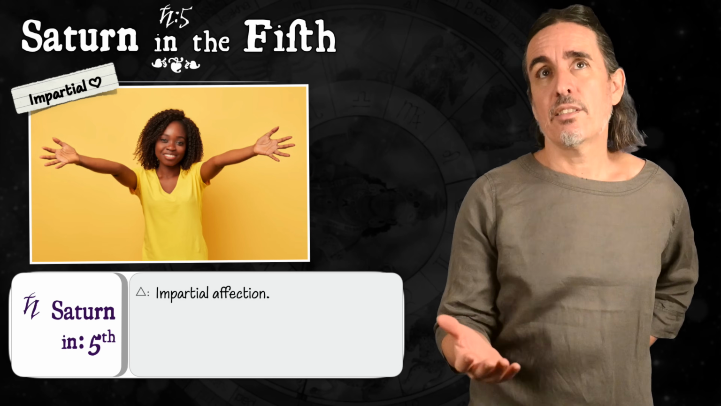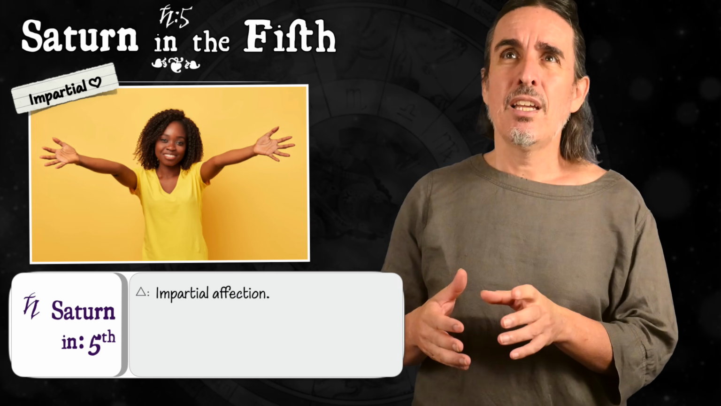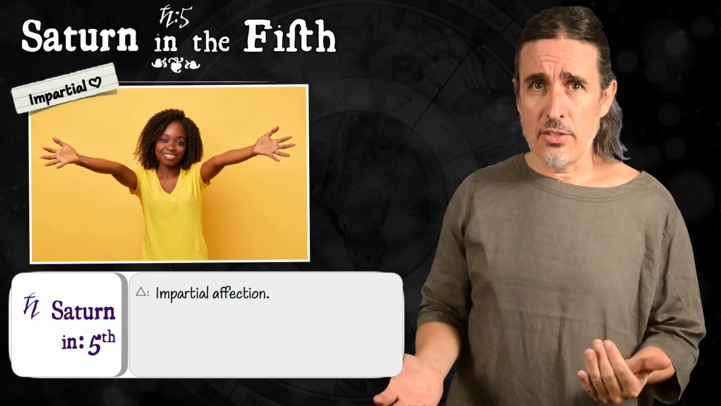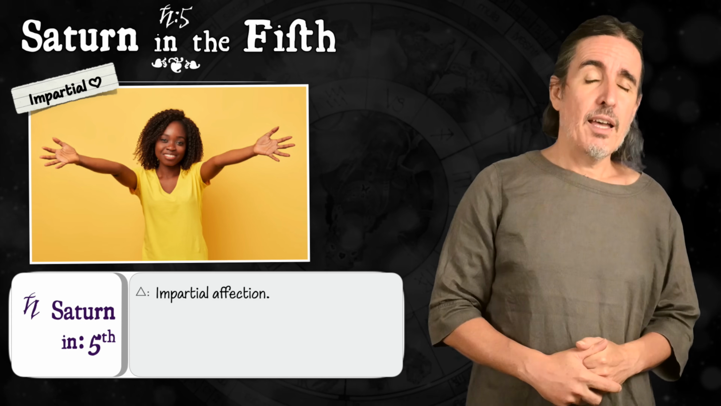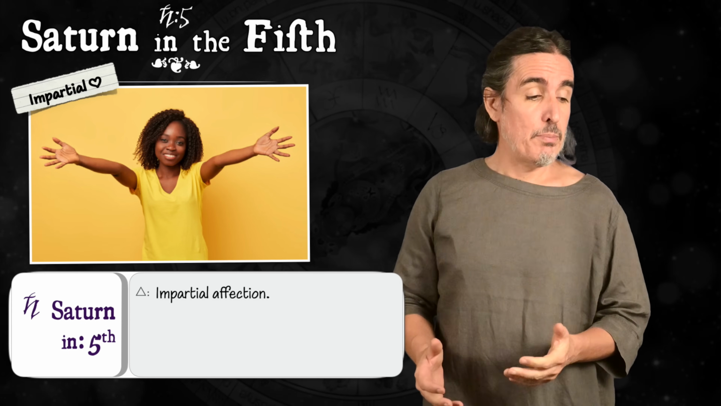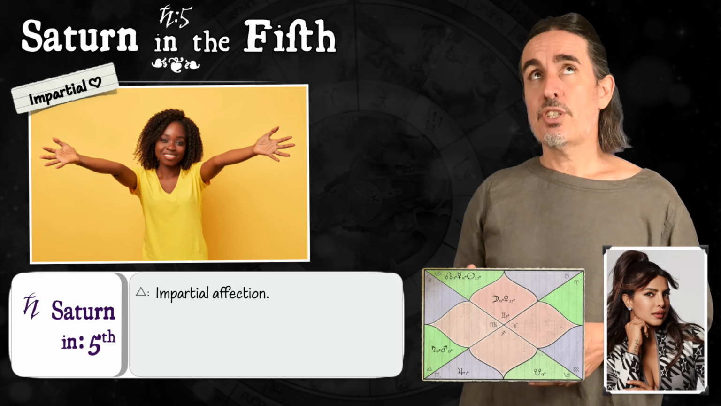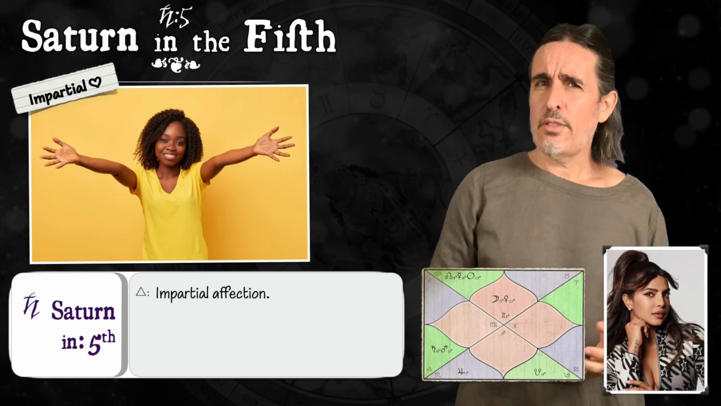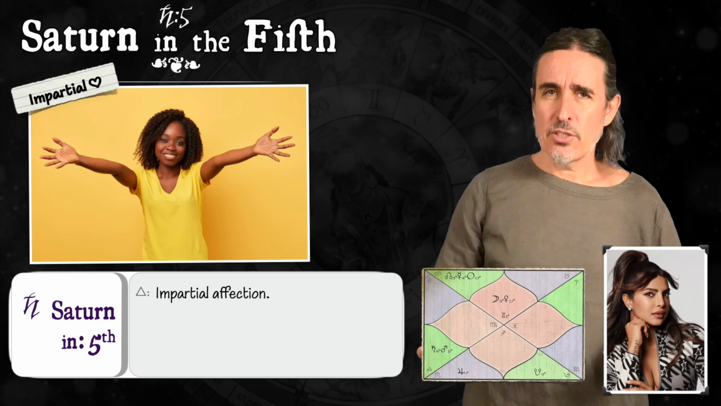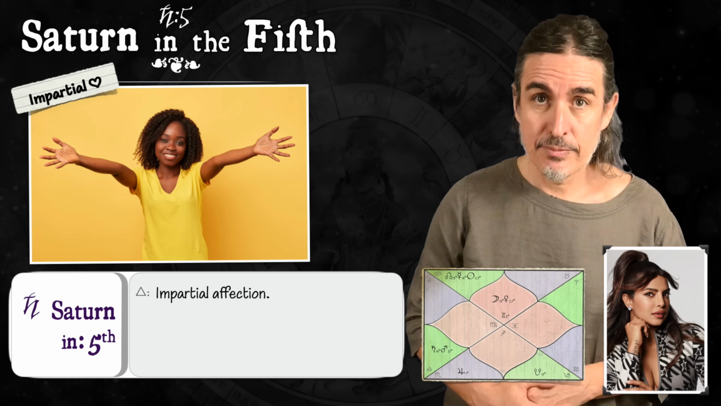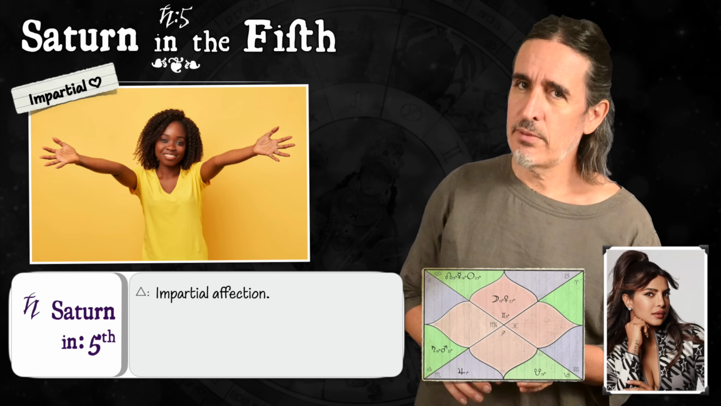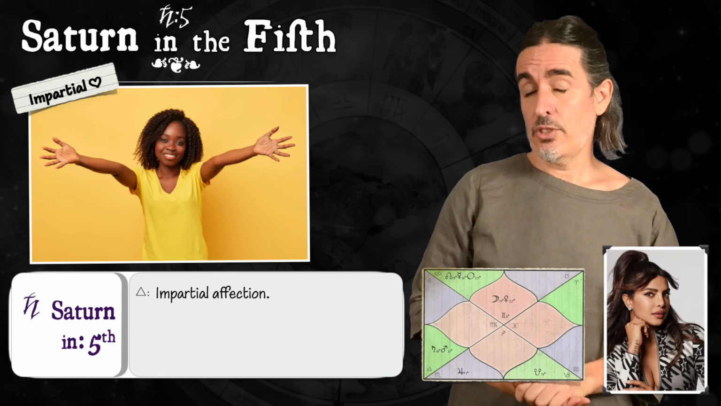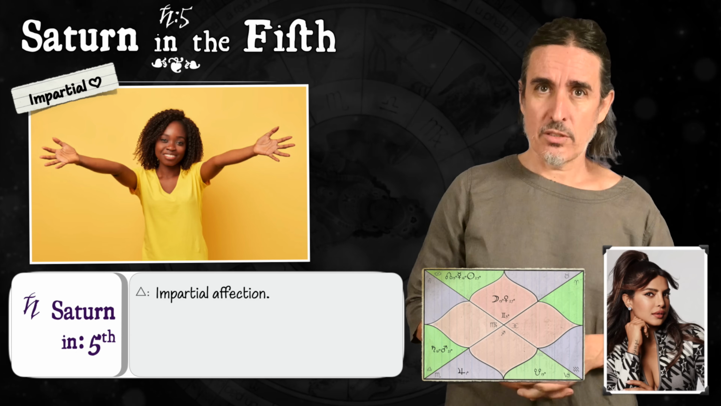And you like to extend your affection not just to a particular person, but to society in general or to people in general. An example here is probably Priyanka Chopra. You'll notice she has Saturn in the fifth house, exalted in Libra. And she's a very philanthropic and generally affectionately inclined person. It is with Mars there in the fifth house, so it might not be the ideal example, but she sure is a great example of that impartial affection.